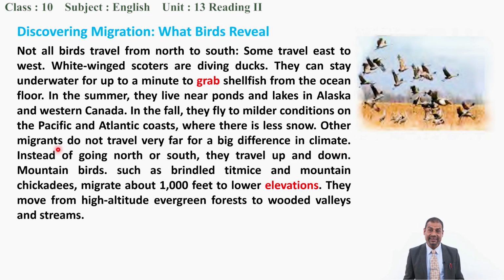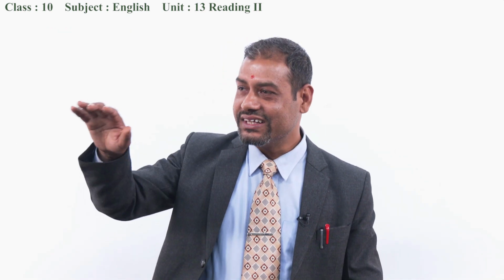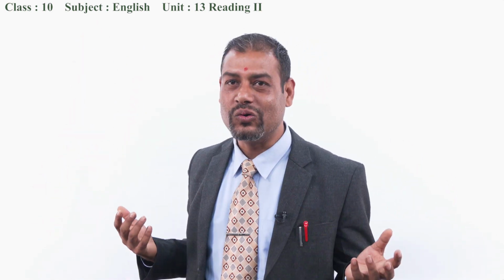See, other migrants means other birds are also there, but they do not travel very far for a big difference in climate. Instead of going north or south, they travel up and down. So interesting. Some of the birds do not go from one direction to another direction. Instead, what do they do? Can you tell me? Yes, you are right. They go up, they go down, and that is how they try to save themselves from cold or from different weathers. Interesting, see?